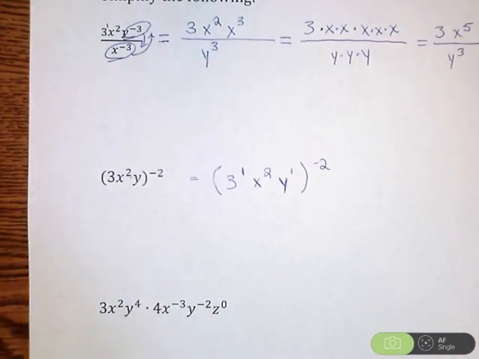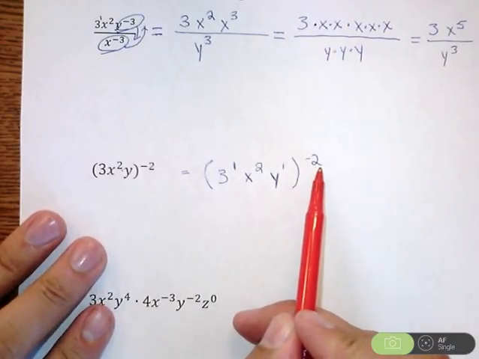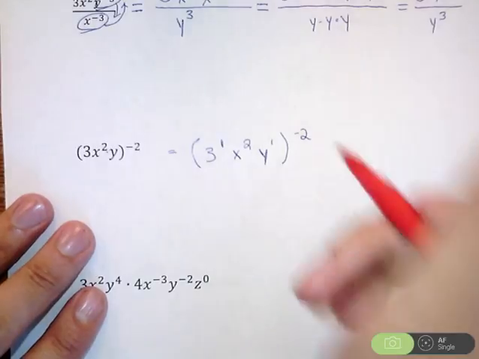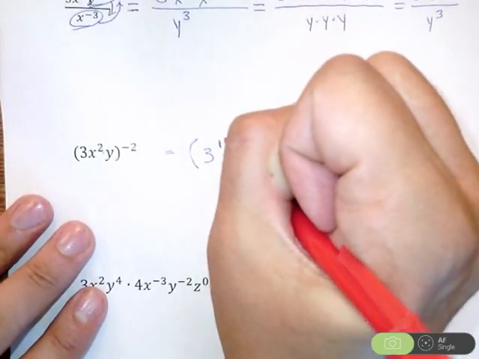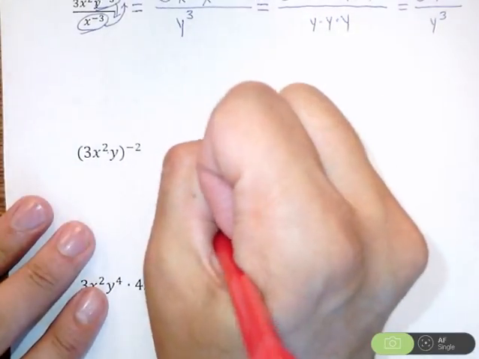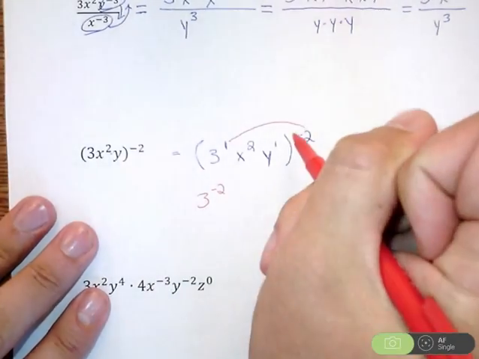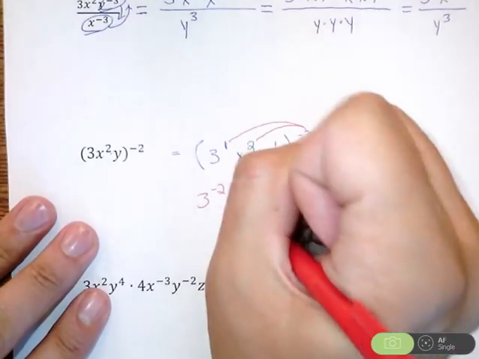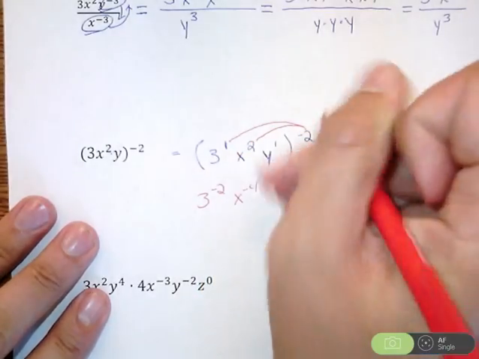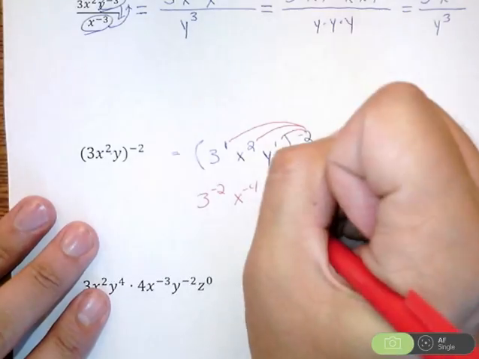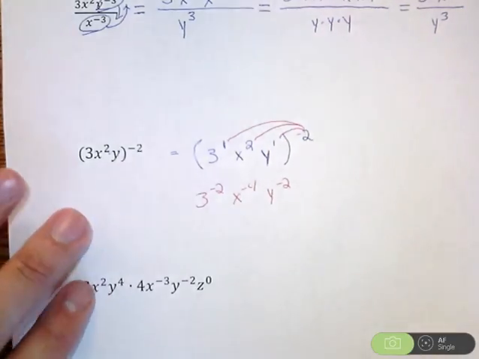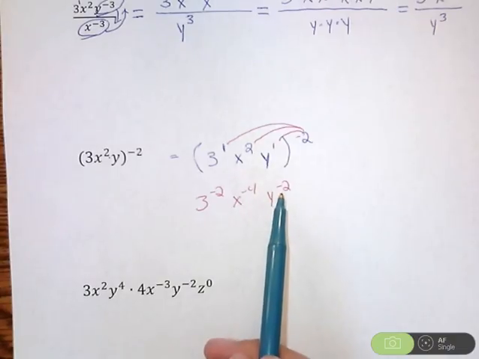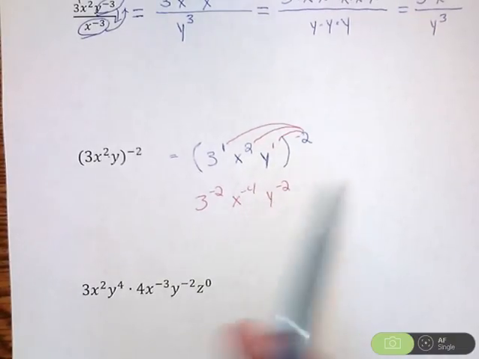So the property here is whenever you have an exponent on the outside of the parentheses and on the inside, what we're going to do is we're going to distribute or multiply. So I'm going to take this negative 2 times the exponent of 1. So I have 3 to the negative 2. This negative 2 to the other 2. Negative 2 times 2 is negative 4. And then negative 2 times 1, which is negative 2. So I get 3 to the negative 2nd, x to the negative 4th, y to the negative 2. So I got rid of my parentheses.